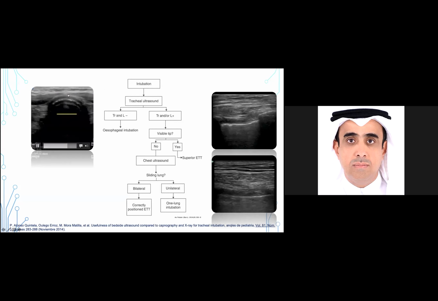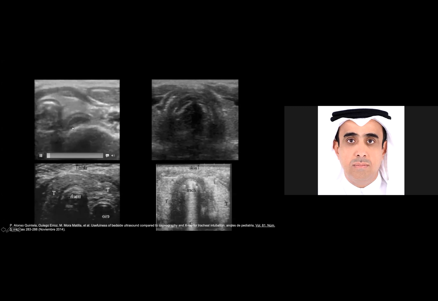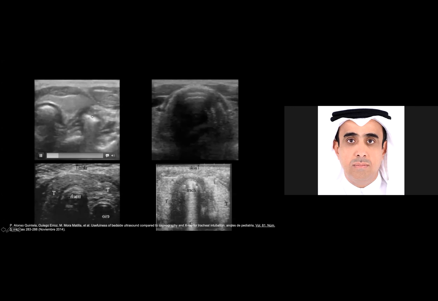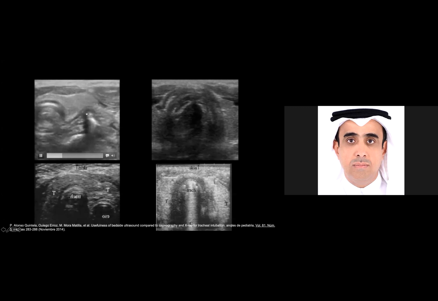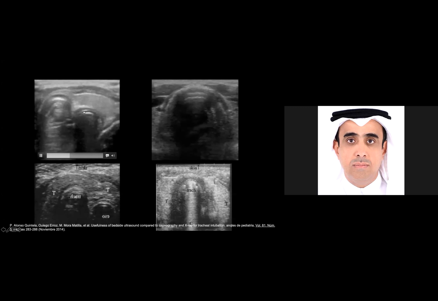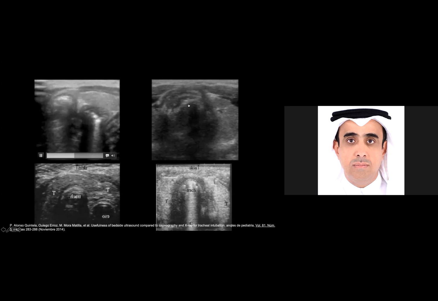So you can see this one, this is the trachea, and this is the esophagus. If after intubation you can see two tracheas, that means the tube has gone into the esophagus. It is an esophageal intubation, not a tracheal intubation. Another important point.